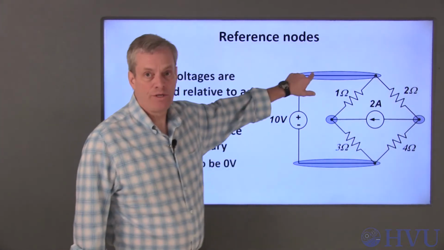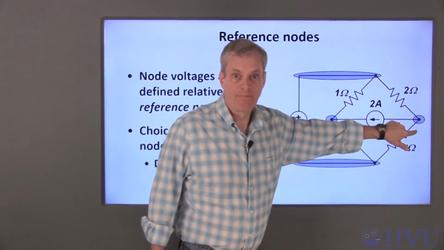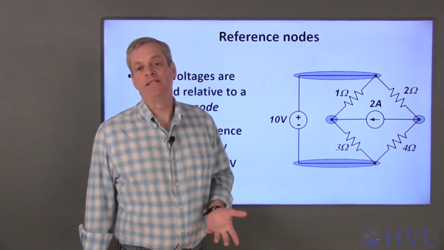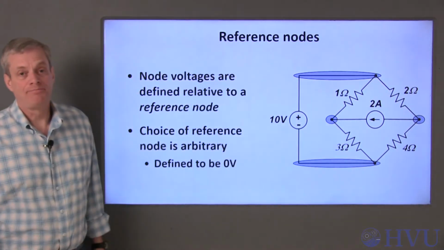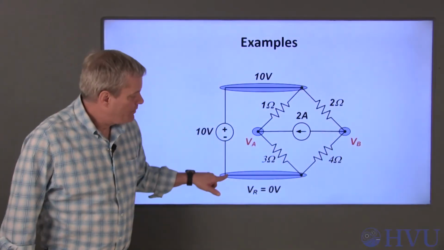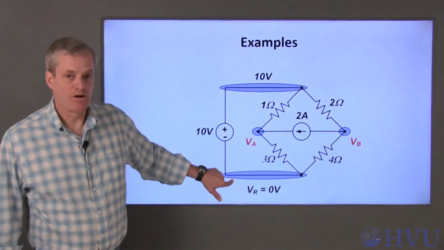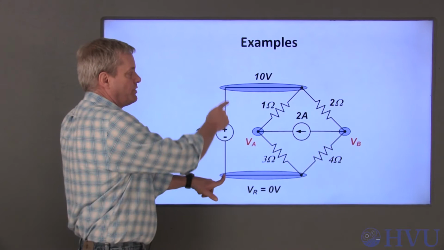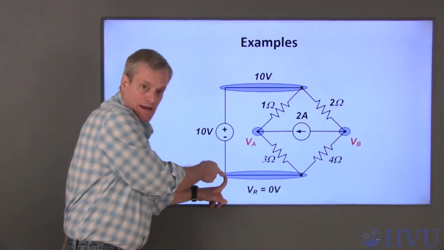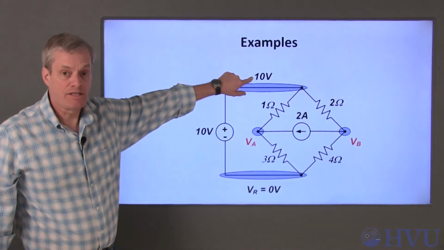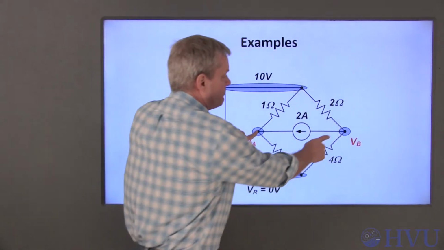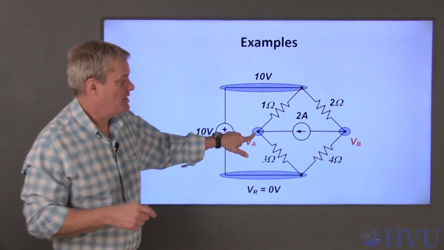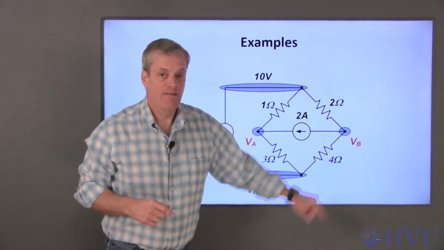These are the possible choices for reference nodes in our circuit. We'll do examples of some of the different choices for reference nodes and the resulting independent nodes next. If we choose this bottom node here as our reference, its voltage becomes defined as 0 volts. The voltage source says that this voltage is 10 volts higher than this voltage, so this becomes a positive 10 volts. We don't know the voltage differences between these nodes and any other node in the circuit, so these become our independent voltages VA and VB.